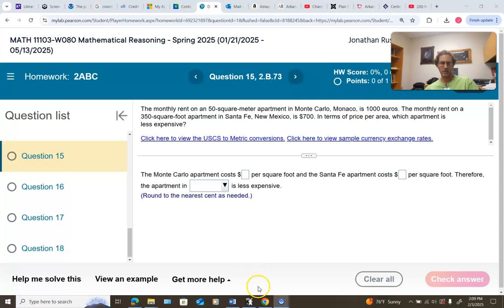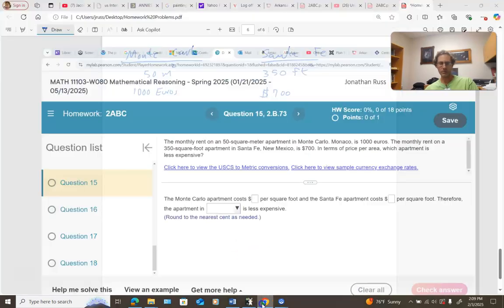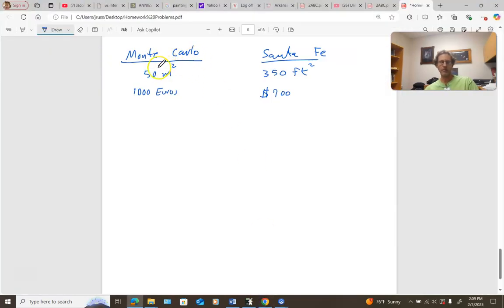Alright, so I've got my paper pulled up here. I'm going to start with Monte Carlo. Actually, both the square meters and the euros are going to have to get converted to square feet and dollars, respectively. So I'm going to start with the 50 square meters. I'll go ahead and put this over 1, and I'm going to need a conversion factor.